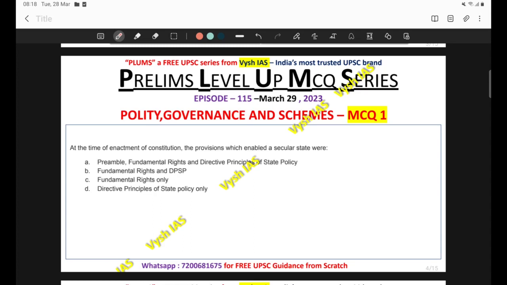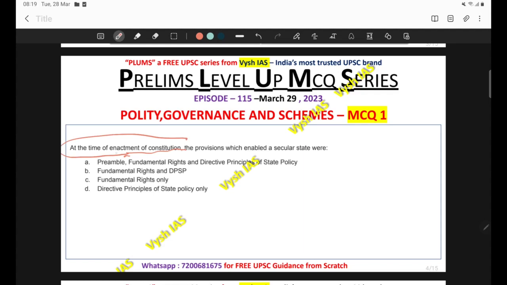Many of you, if you got this answer correct, are on the correct track and are getting that knack of prelims. For those who haven't, most of you would have opted for A, preamble, fundamental rights and DPSP. Now, what is the problem with option A? I'll tell you. Preamble, although it talks about a secular state, it was not so at the time of enactment of the constitution. In the question, it is clearly stated: at the time of enactment.